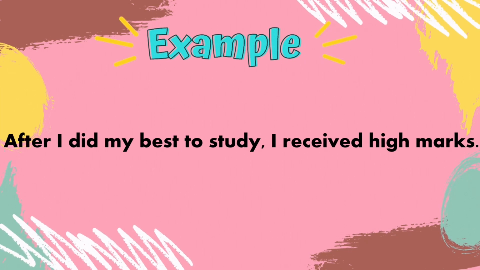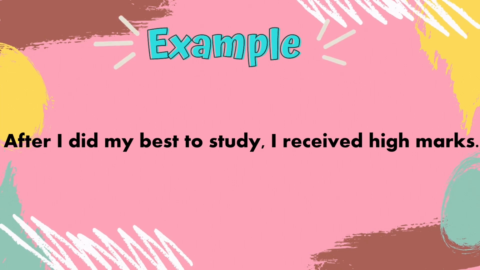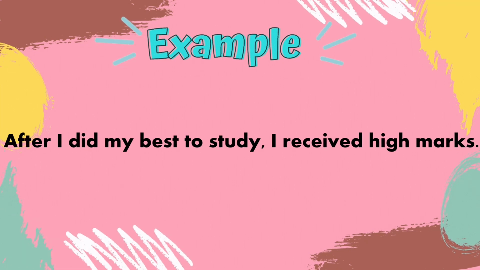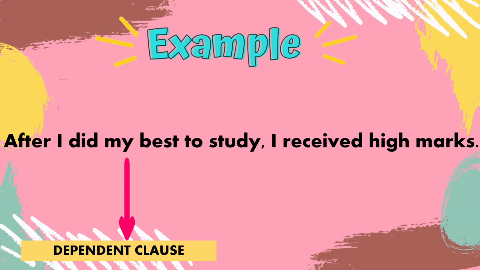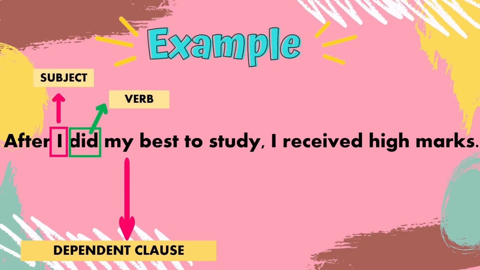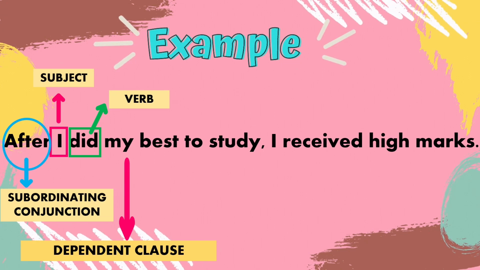Another example is, after I did my best to study, I received high marks. This sentence is also divided into two parts. The first part of the sentence, after I did my best to study, is the dependent clause. It has the subject, which is I, and the verb, which is did. It begins with a subordinating conjunction, after, and it doesn't express a complete idea.